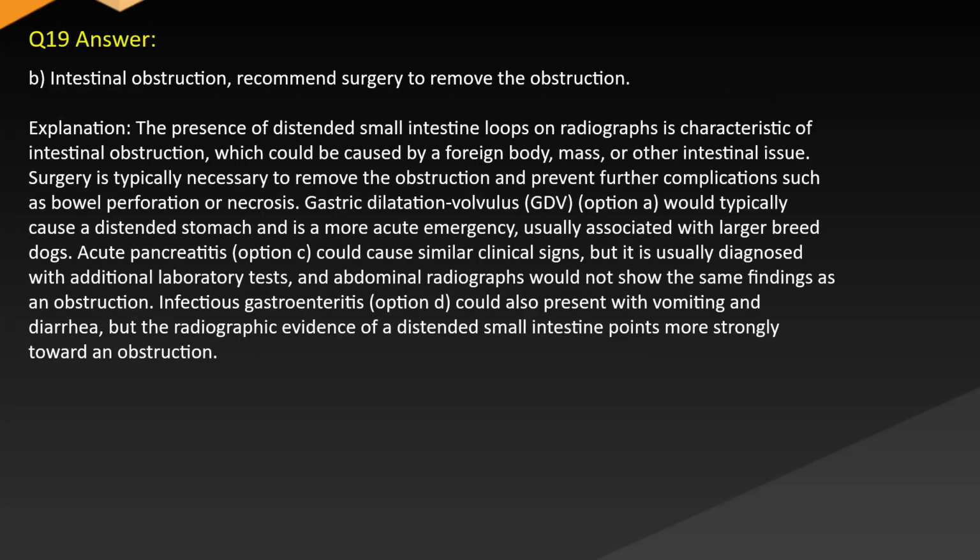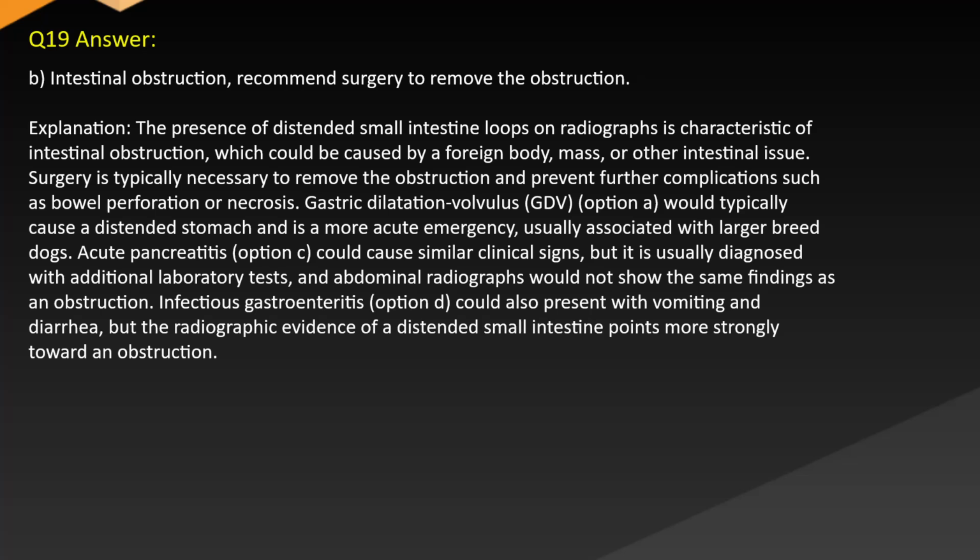Answer B. Intestinal obstruction, recommend surgery to remove the obstruction. Explanation. The presence of distended small intestine loops on radiographs is characteristic of intestinal obstruction, which could be caused by a foreign body, mass, or other intestinal issue. Surgery is typically necessary to remove the obstruction and prevent further complications such as bowel perforation or necrosis.